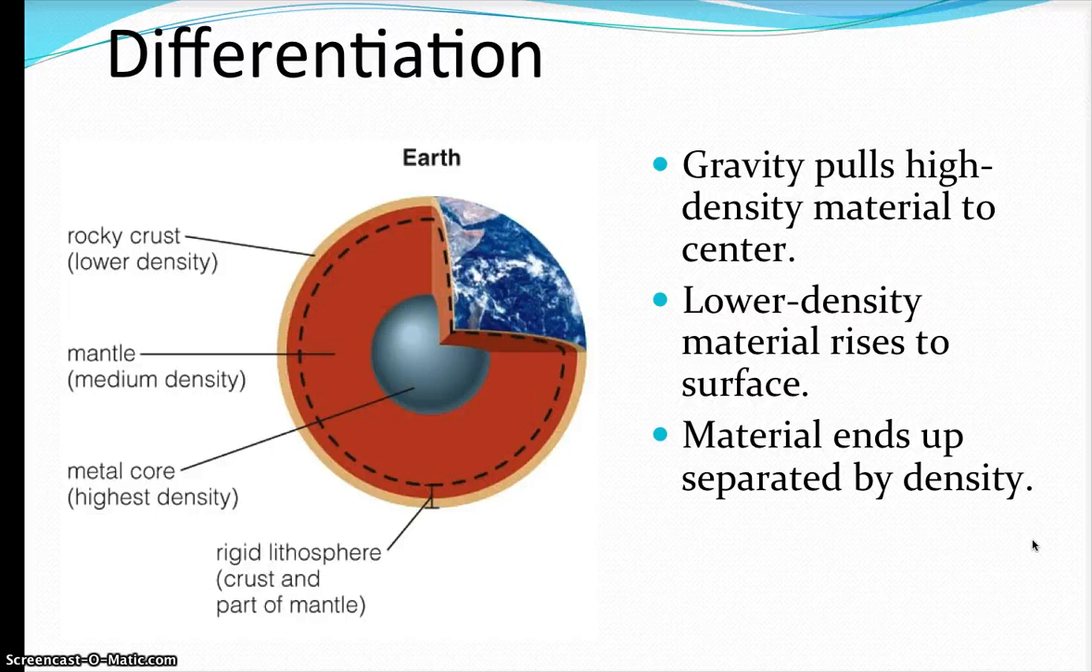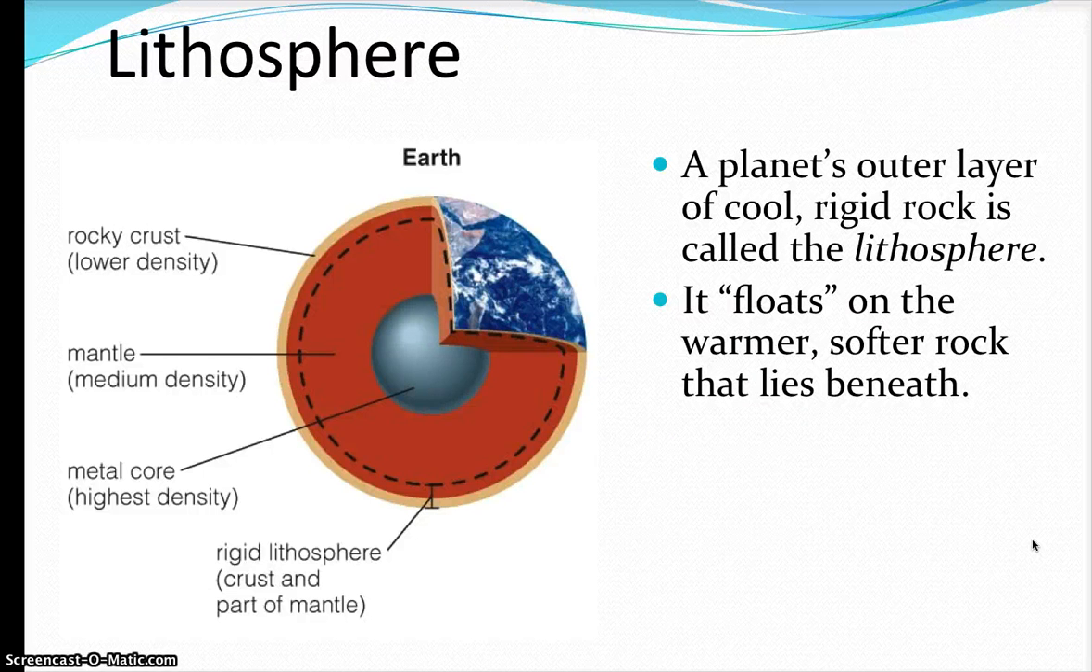So the heavier materials sink to the very center of the planet, and then as we move our way out, we have lower density material. As I also said, we're familiar with the lithosphere, which is the outer layer of cool, rigid rock. And it's actually sitting on the mantle, which is a warmer, softer rock that lies underneath it.